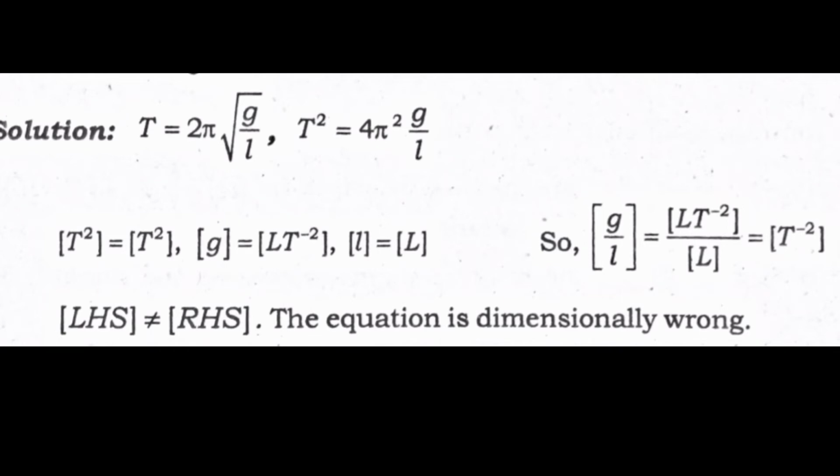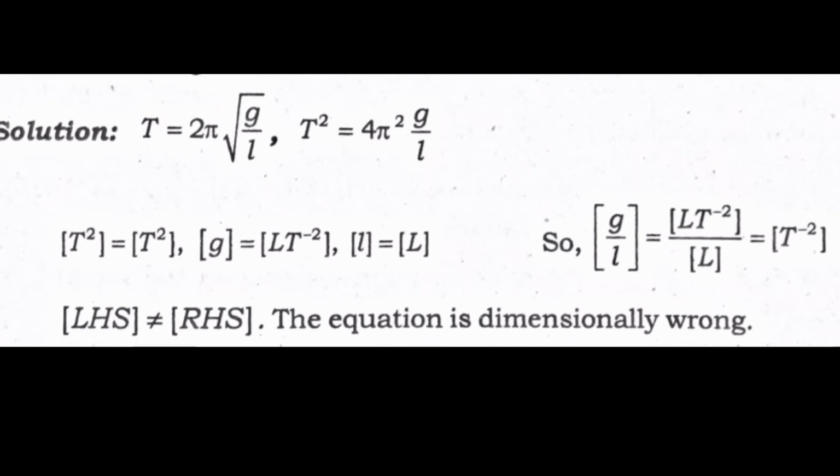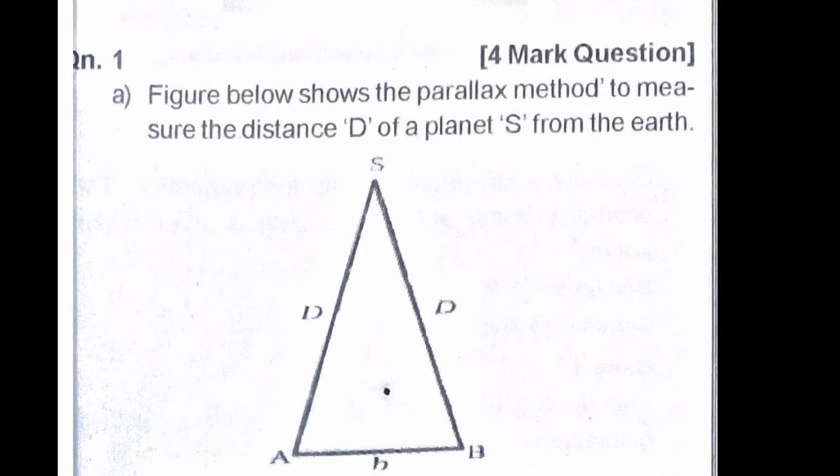And what about the LHS? LHS is T square only, right? So LHS is T square and RHS is T raised to minus 2. What can we conclude here? Here LHS is not equal to RHS, so the equation is dimensionally wrong. Okay, hope it is clear to you. Now we can move to the next question.